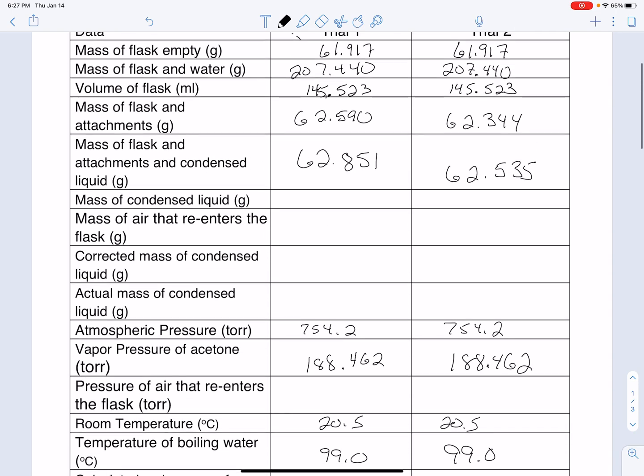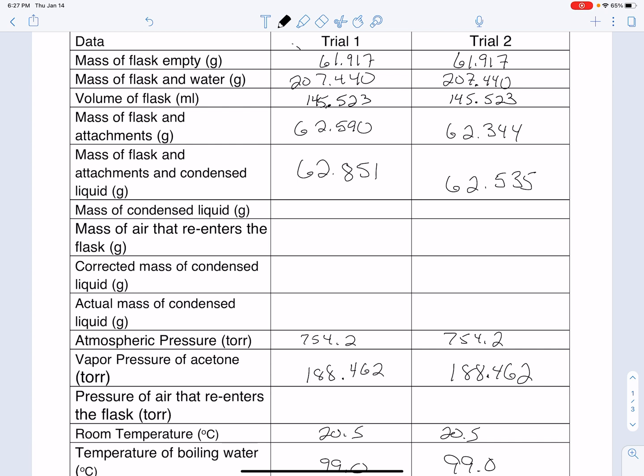So let's go up here and find the mass of the liquid before we correct it. We're going to take the 62.851 minus 62.590. And I got, oh wait, hold on. Yeah, flask and the attachments. Yeah, 0.261 grams. Now, again, that's the mass of the condensed liquid.